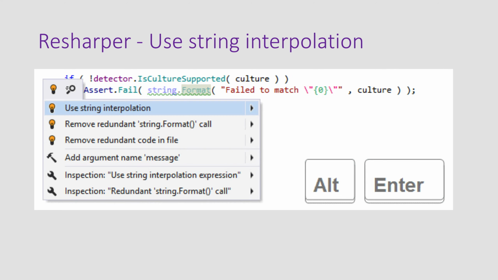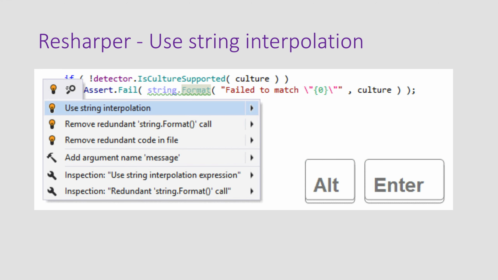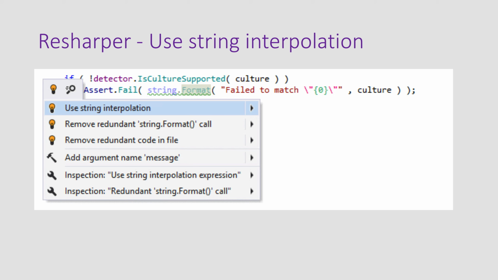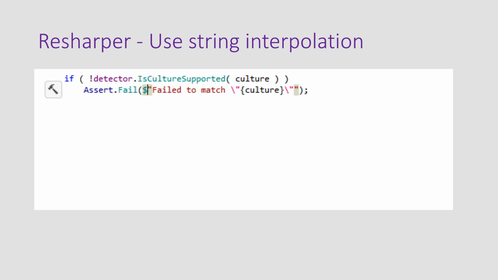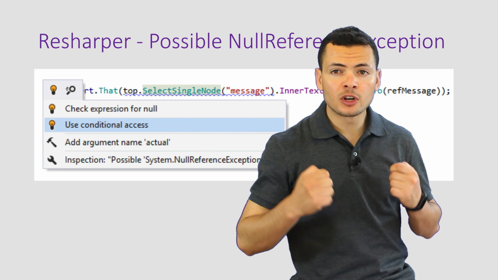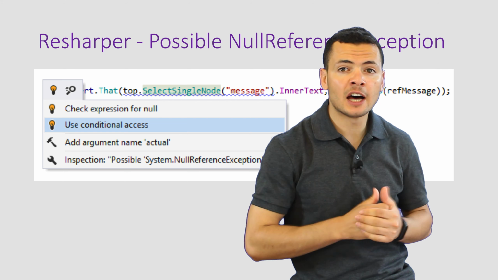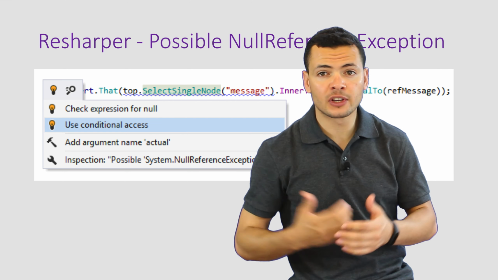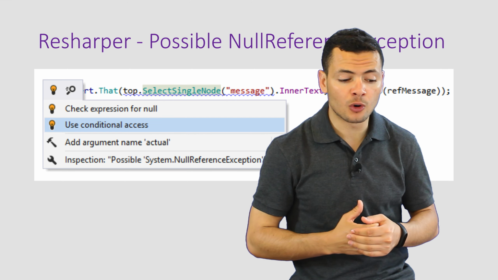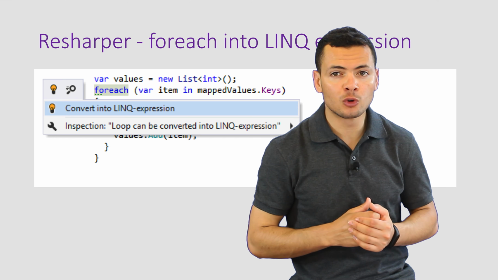Resharper also recommends using the new C# features, like here string interpolation. So it can change your string.format to using string interpolation by just clicking Alt Enter. It also helps you to identify null reference exceptions that might occur in your application, and then it will add the if verification if your objects are null. It could also suggest to you to use LINQ expressions instead of foreach loops.